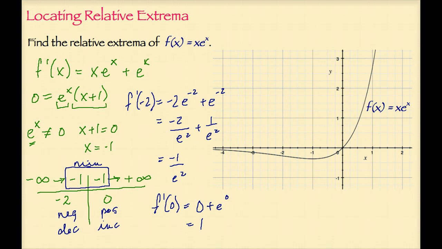Now let's find out what the y value is by finding f, the original function, of negative 1. That's going to be negative 1 times e to the negative 1, which results in negative 1 over e. So the only extrema on this function is a minimum value at negative 1 comma negative 1 over e.